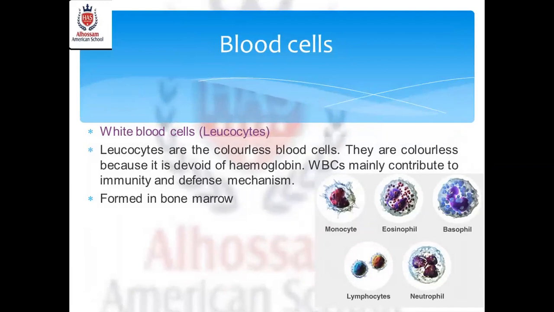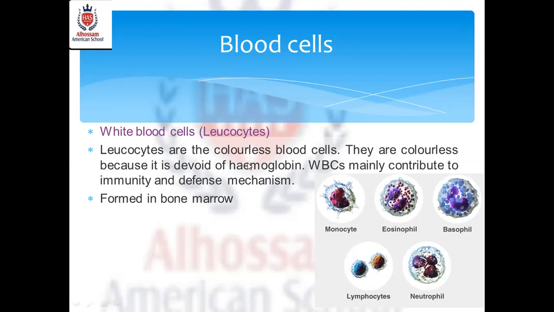Followed by the red blood cells, we have very important cells that represent only 4%, but they defend our body, which are the white blood cells. The scientific name is leukocytes. So white blood cells can also be known as leukocytes.